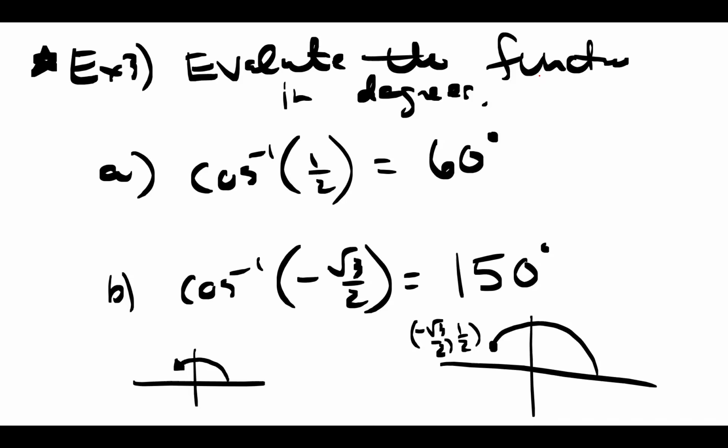So cosine inverse of 1/2. Now you're looking for the x coordinate along your unit circle, going from 0, and you're searching from here to here. You're just looking at the top half of your unit circle. So if it's from quadrants 1 to 2, it's going to be positive. But if it's quadrant 4, it's negative. All right, are you guys good? 60 degrees, agreed. And then negative root 3 over 2, that would be 150.